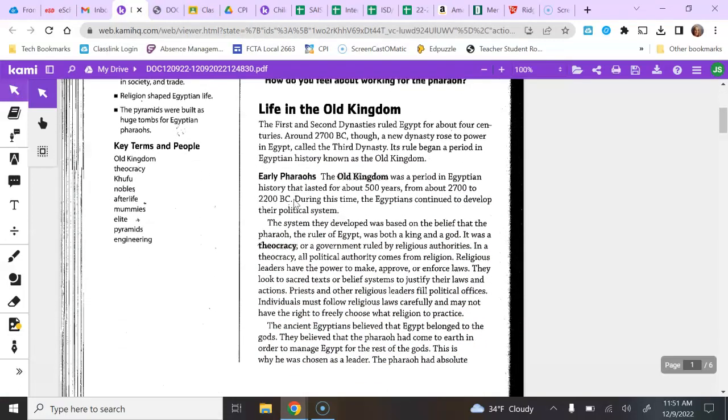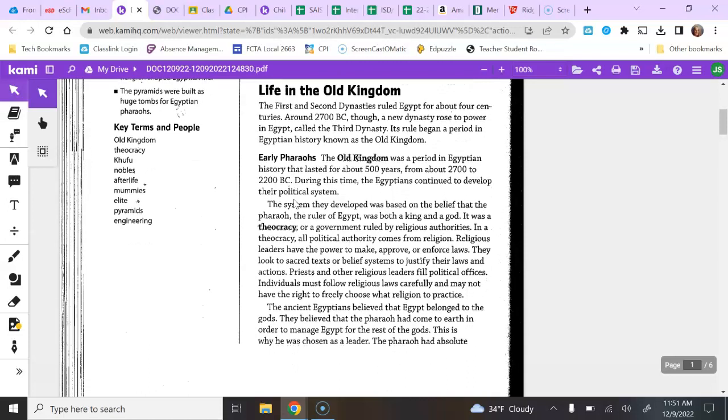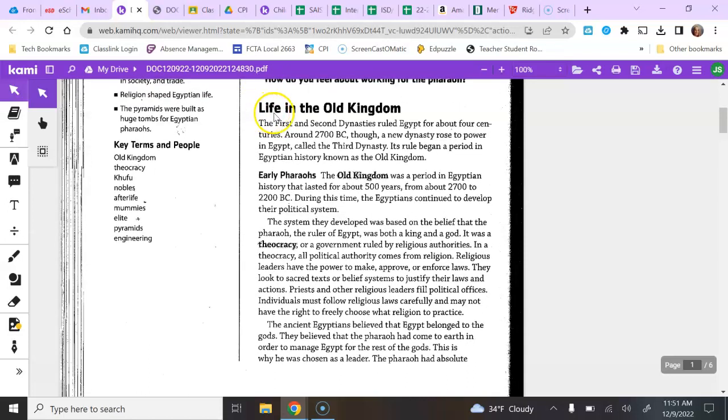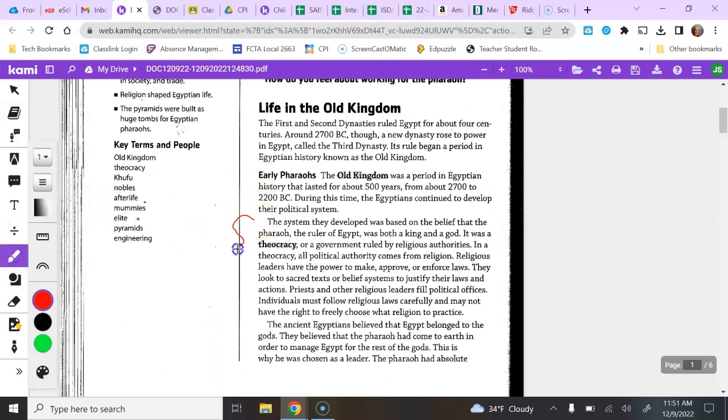So if you look starting in the middle of the page where it says Life in the Old Kingdom, it's going to fall in this paragraph here. I will mark it for you. You will find your answer in this paragraph. So I will read that paragraph for you. You can pause the video to answer your question.